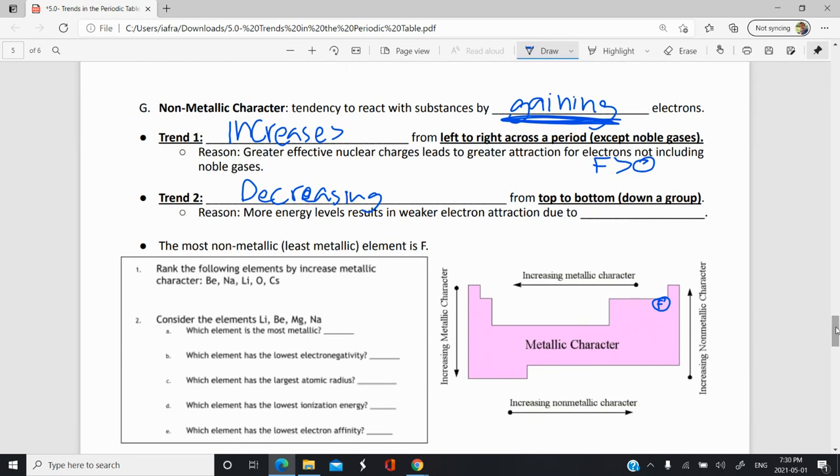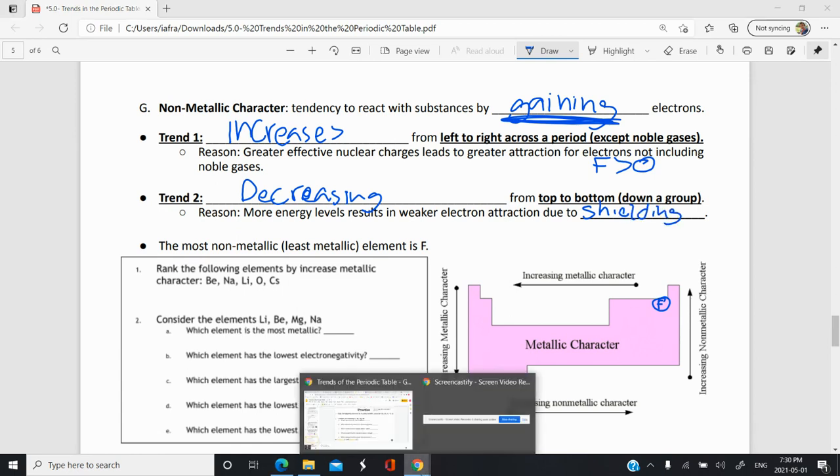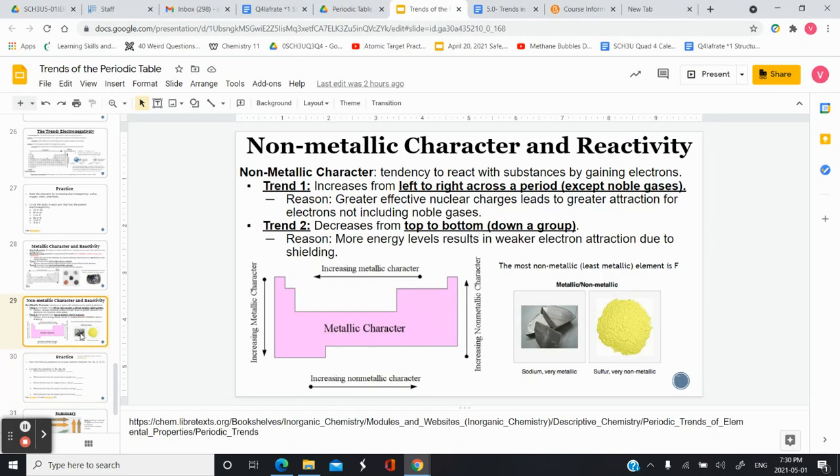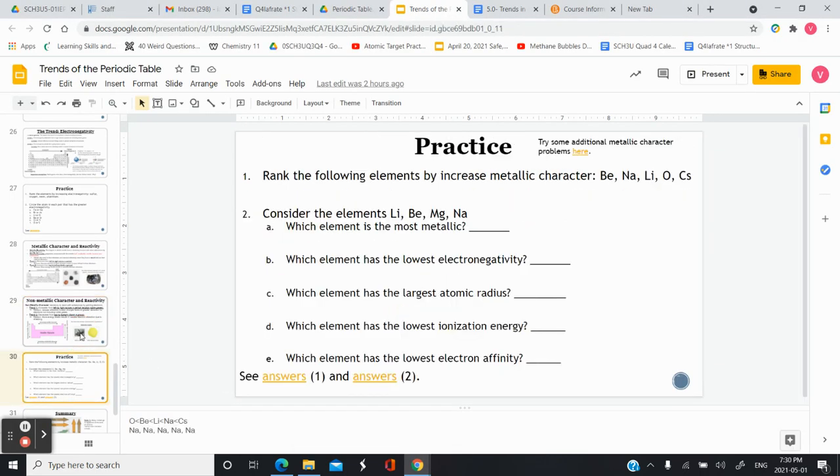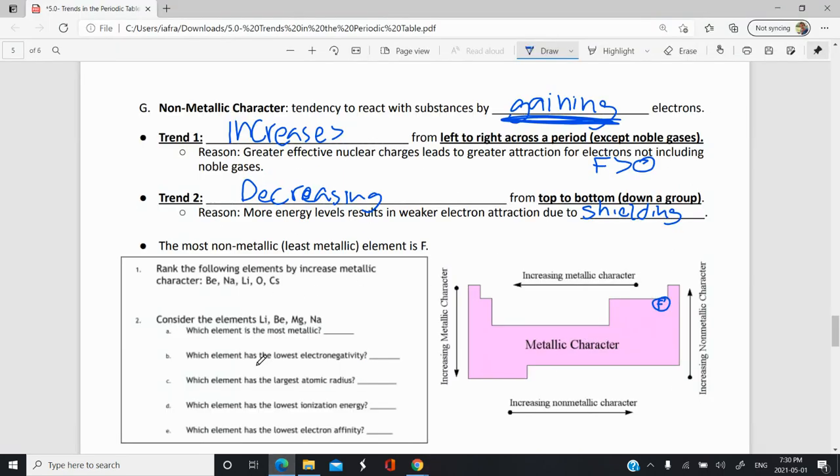And again, that's because more energy levels result in weaker attraction due to shielding. There's many different words you can put here. I just want to make sure it's consistent with what we put for our slide deck. So let's go take a look. Due to shielding. That's right. Good. Perfect. And again, it's good to always practice like that. So go through the slide deck, watch the video, and then see if you can fill in the blanks yourself and explain things yourself. Let's go ahead and try these practice problems out here.